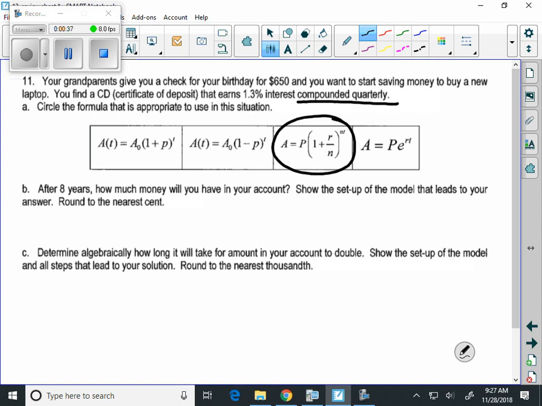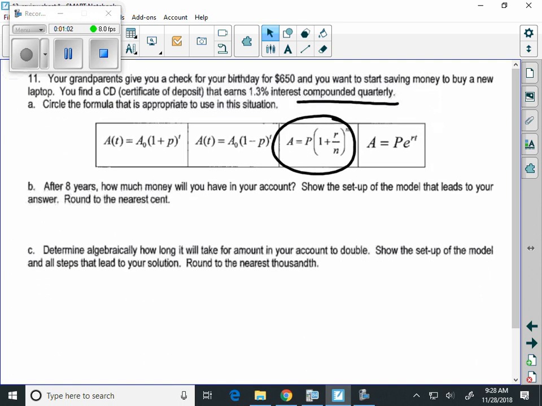In fact, the formula that I just circled, if you see the word annually, semi-annually, quarterly, monthly, or daily, requires us to use that formula that's circled. So we know a little bit of information about this, and what we're going to do now is answer question B, which says, after 8 years, how much money will you have in your account?